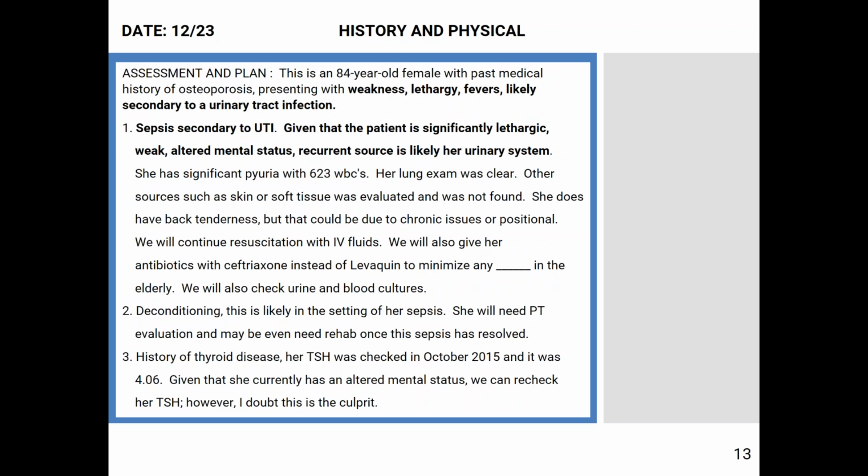And going to the assessment and plan, sepsis is diagnosed very clearly, sepsis secondary to UTI, also noted to be lethargic, weak, altered, and that's probably a recurrent source, which is likely the urinary system, so it's a very strong note. So clearly the patient has sepsis secondary to UTI, but also with weakness, lethargy, fevers, that can all be explained by the sepsis. But how about the altered mental status?